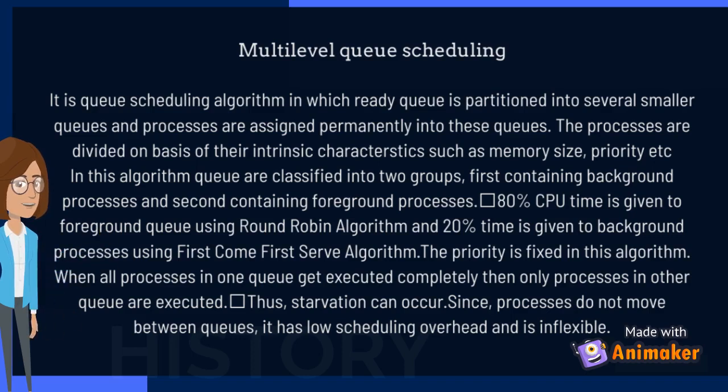In this algorithm, queues are classified into two groups, the first containing background processes and the second containing foreground processes. 80% of CPU time is given to the foreground queue using the round-robin algorithm and 20% of the time is given to background processes using the first-come first-serve algorithm. The priority is fixed in this algorithm. When all processes in one queue get executed completely, only then are processes in the other queue executed. Thus, starvation can occur, since processes do not move between queues.